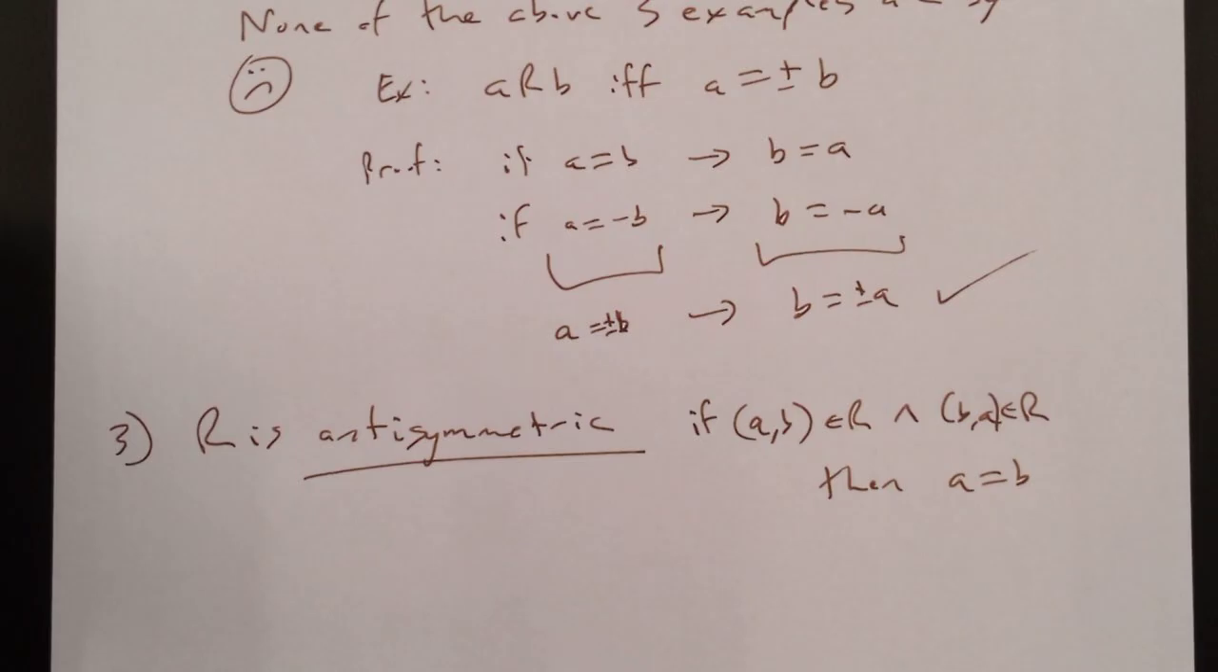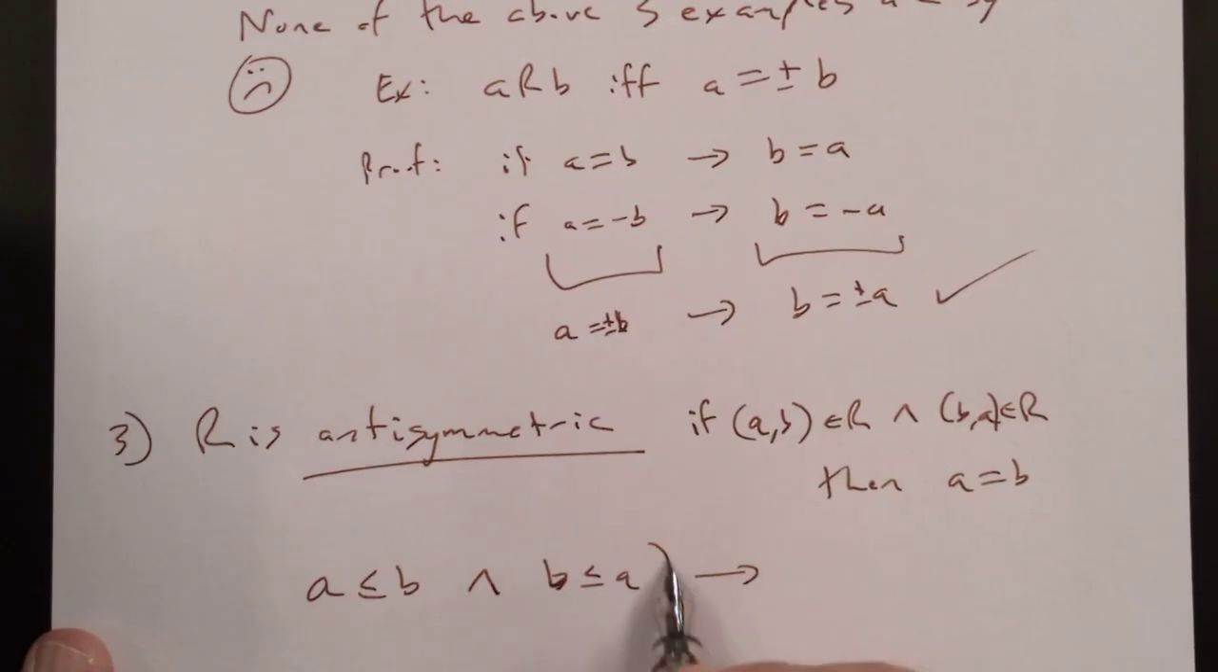Now, this sounds really tough. The only way I can have both AB and BA in the relation is when the two numbers are the same. Here's an example. This is the relation R: A is less than or equal to B. If I tell you that A is less than or equal to B and B is less than or equal to A, what's the only way that works? They've got to be exactly the same spot, right?